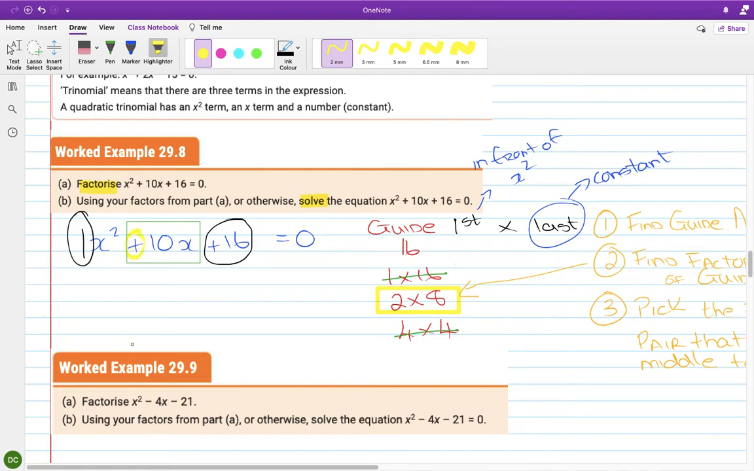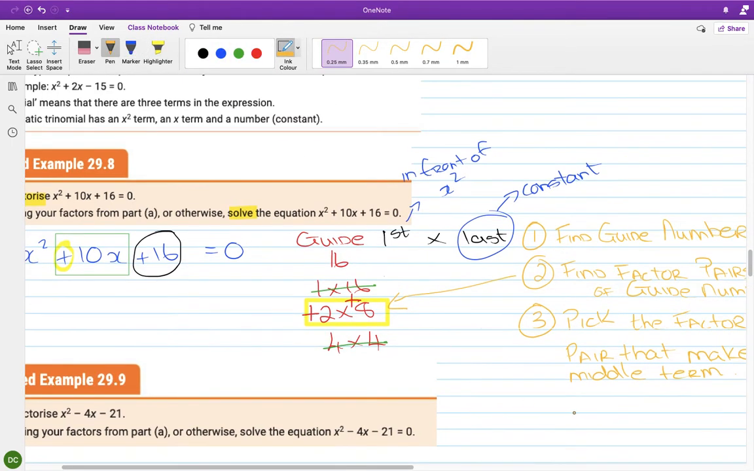Now it's important to look at the sign. So we're trying to get a plus 10. So to use 2 and 8 to get a plus 10, we'd need to have a plus 2 and a plus 8. Agreed? Plus 2 plus 8 makes 10. Okay, so that's the third thing.